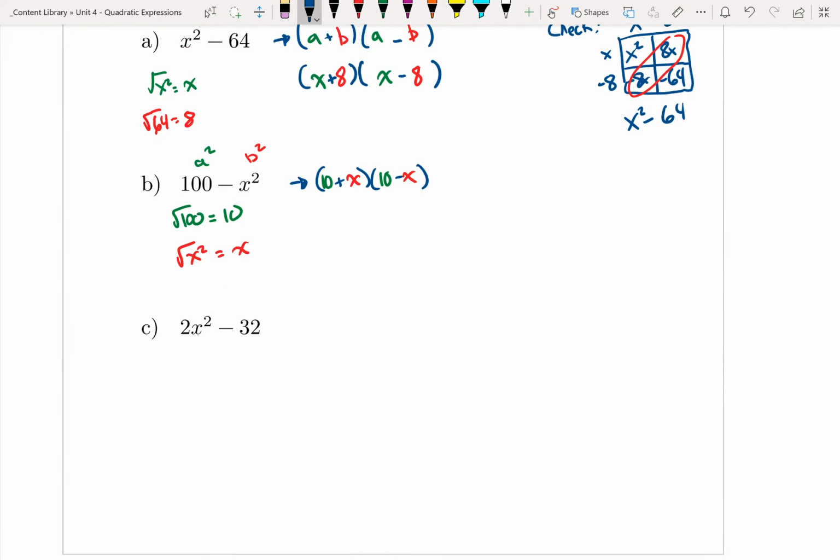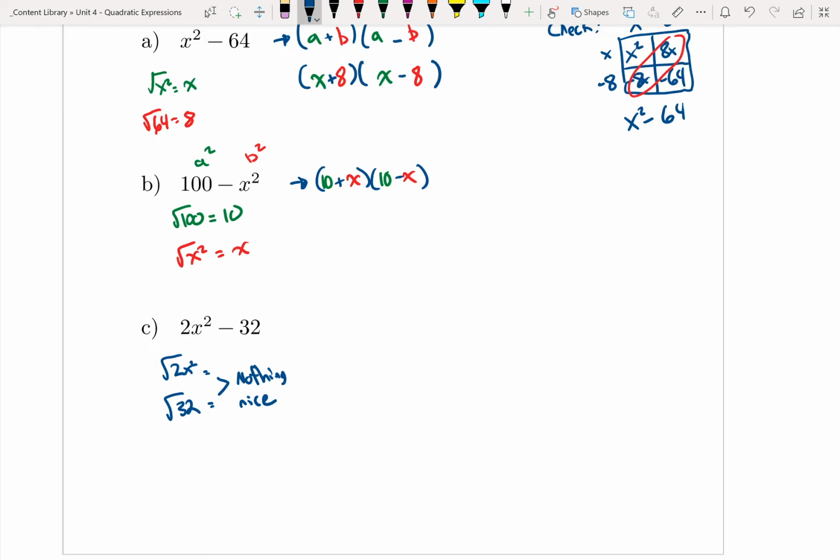C is going to be a little different. I'm going to go through the steps and check to see if it is a difference of squares. Well, there are two terms. I have my 2x squared as one term, and my negative 32, which is my 32, as another term. And they are subtracted, but are they a difference of squares? So if I take the square root of 2x squared and the square root of 32, I don't get anything nice. So again, these are not squares. So that means right now it's not a difference of squares.